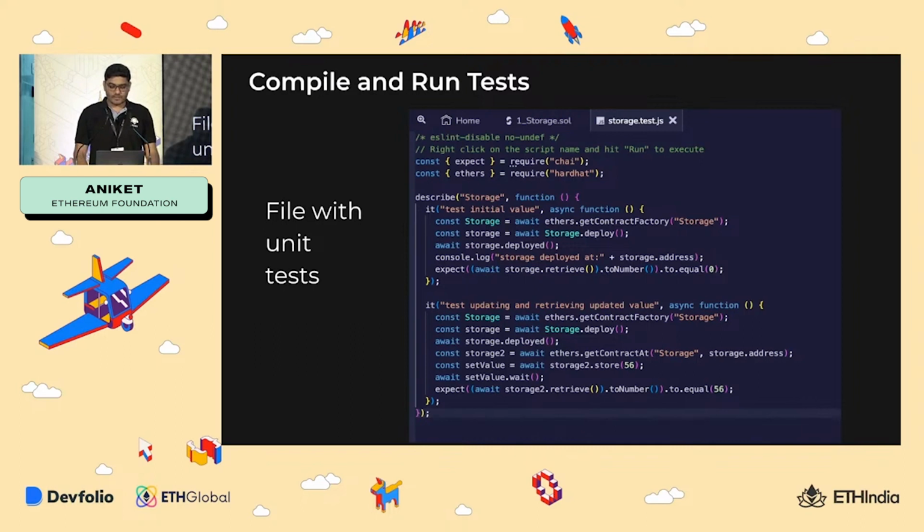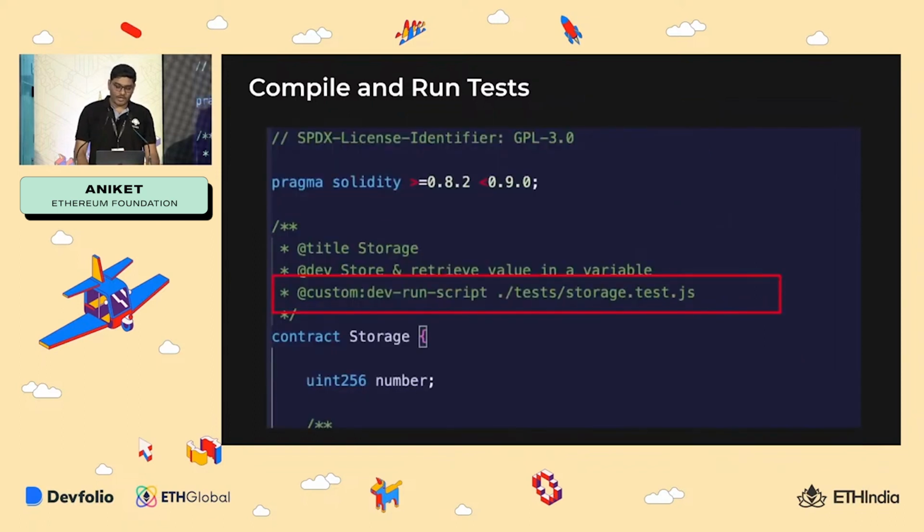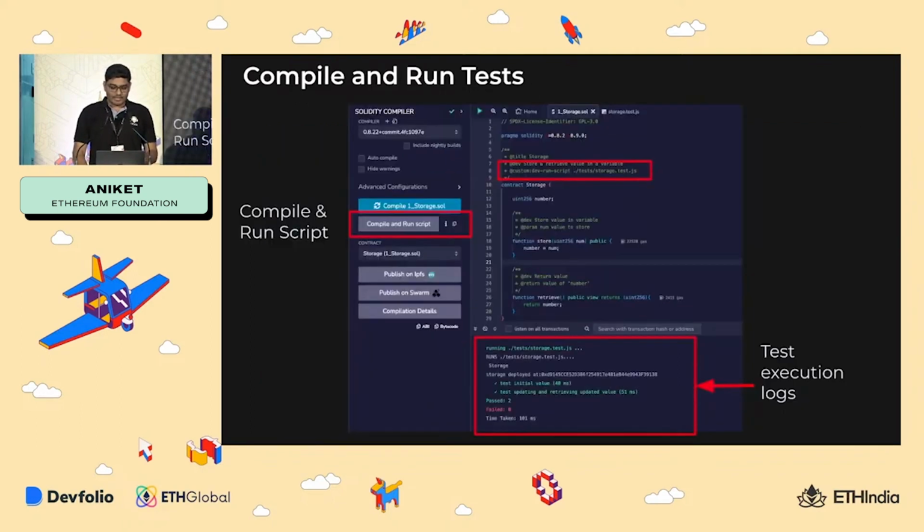You can extend this file to put your logic there, and then you can integrate this test running with the contract in the same manner. If your unit tests are failing, you can make changes in the contract, and then just click on this compile and run script, or press Control Shift S, and it will run those unit tests soon after your contract compilation.